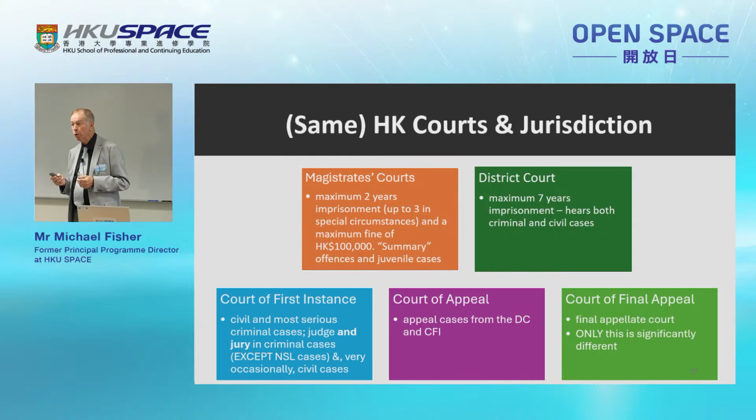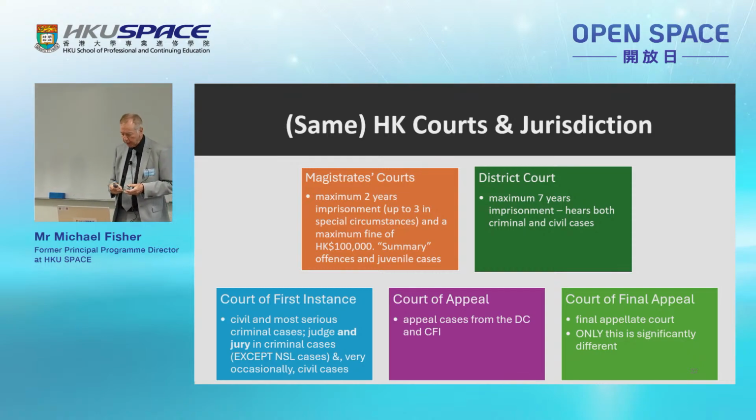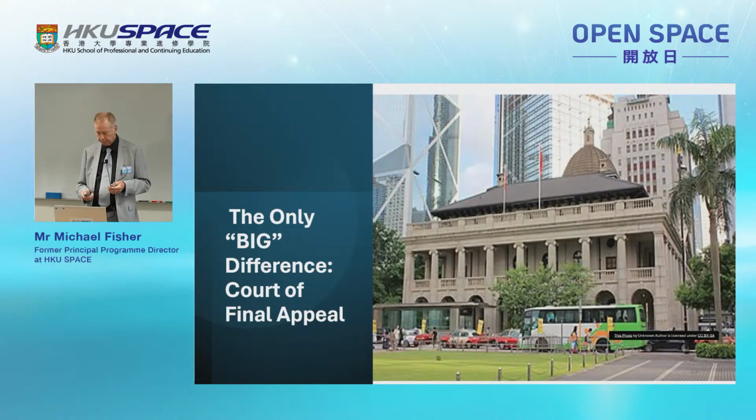The big change, of course, is that at the top used to be the Judicial Committee of the Privy Council in London, and now it's Hong Kong's Court of Final Appeal. It's the final appellate court, and only this is significantly different from before. So, the only big difference, the Court of Final Appeal. There it is, in Central. That building used to be the old LegCo building. And before that, it was the Supreme Court. So it was a court, then it stopped being a court, and now it's a court again.